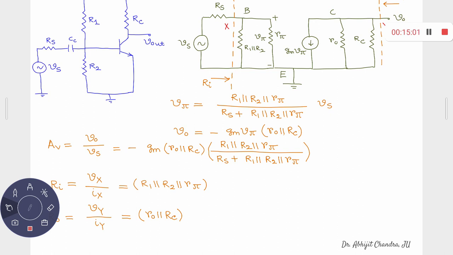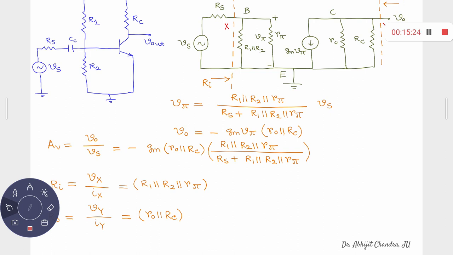Now the output resistance. How to find out the output resistance, what is the mechanism? What technique should you adopt for the calculation of this output resistance? What technique should you follow?